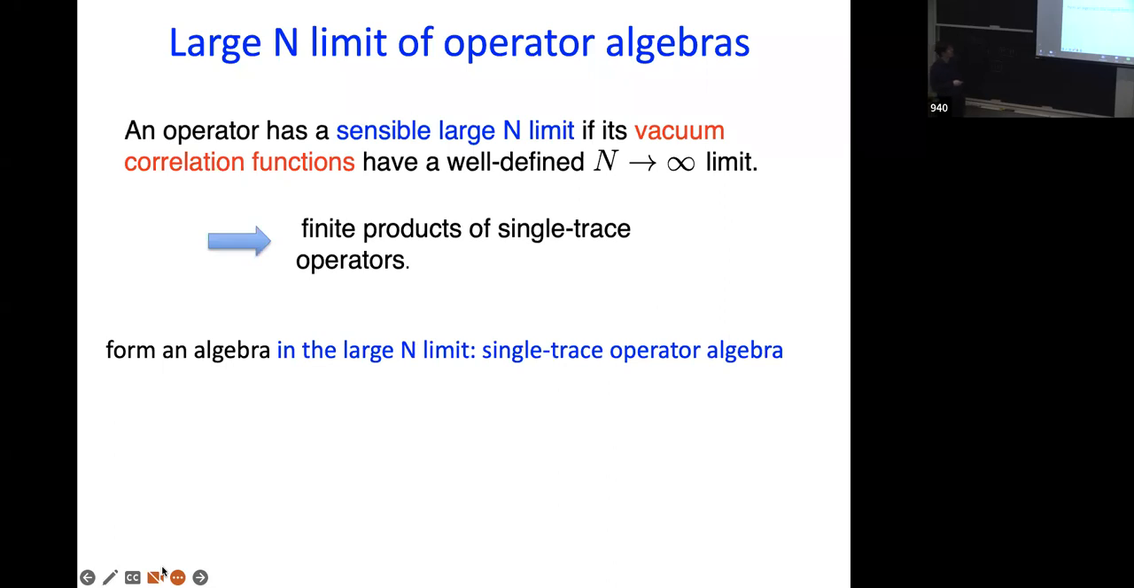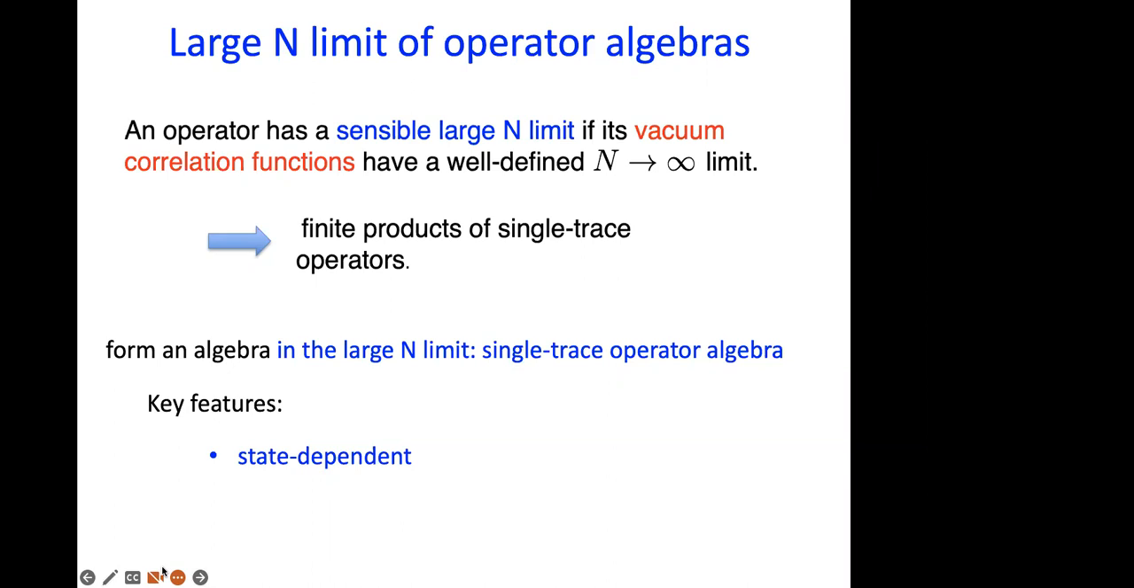And then in the large N limit, these finite products of single trace operators form an algebra. We call it the single trace operator algebra. This is for the full theory, and then we can look at sub-algebras. There are two surprising features of the large N limit for this algebra and any sub-algebra of it. The first feature is that this algebra actually becomes state dependent. Normally in quantum mechanics or quantum field theory, operator algebras are independent of your definition of the state.